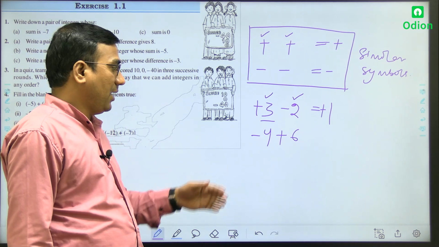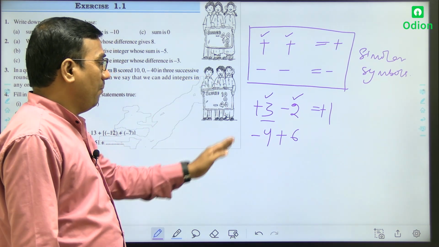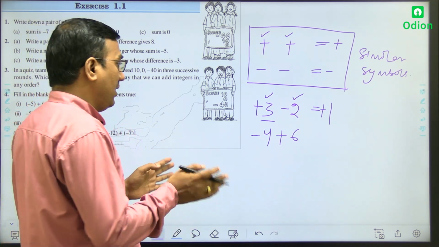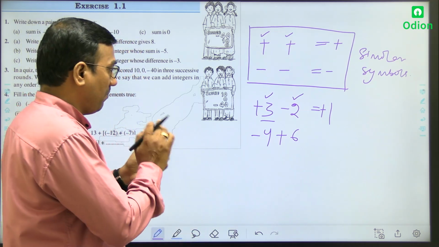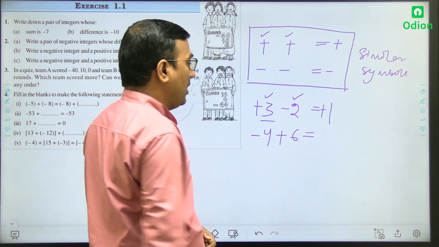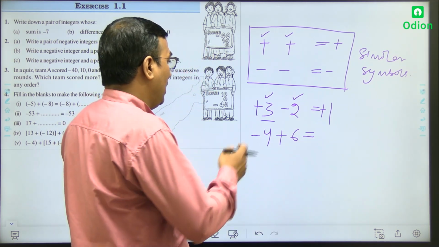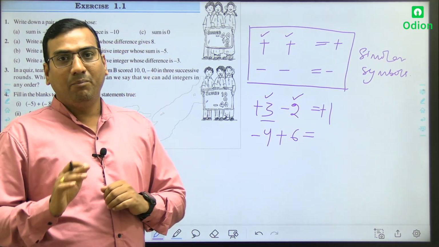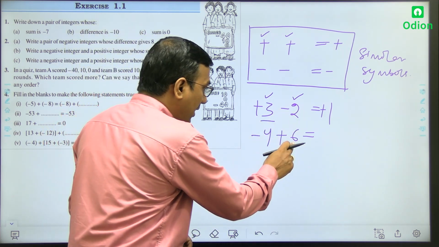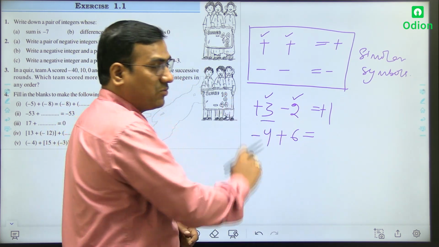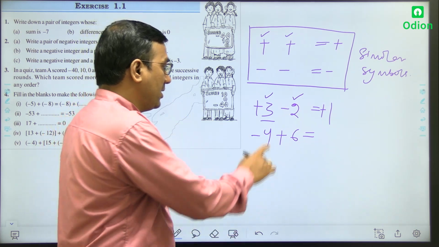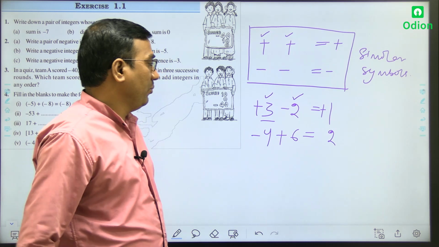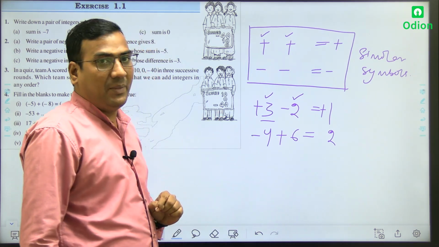-4 plus 6. In this example, both integers have opposite symbols. One is minus and the second one is plus. Then what will be the result? Just remember this trick. You have to deduct the small integer from the bigger integer. The bigger integer is 6 and the small integer is 4. You have to deduct this: 6 minus 4, 2. And the symbol used for the bigger number is plus.